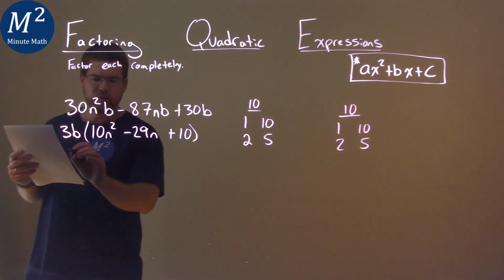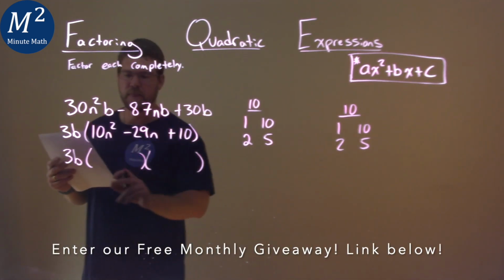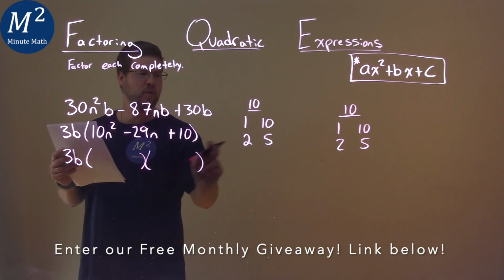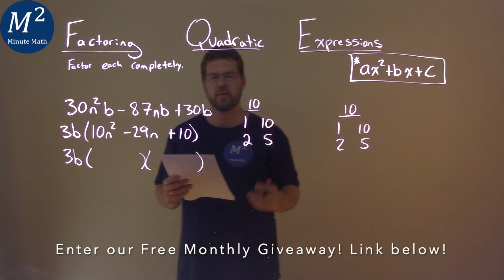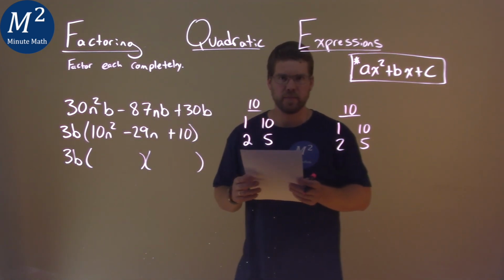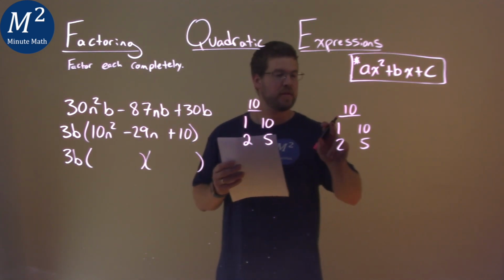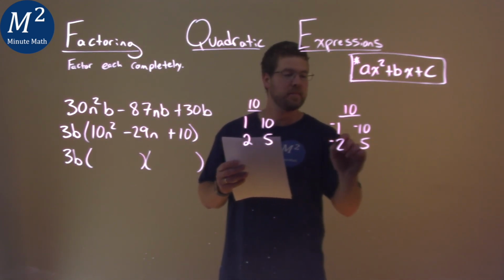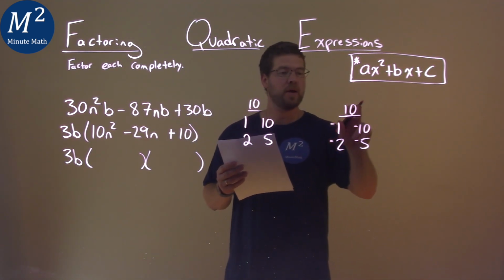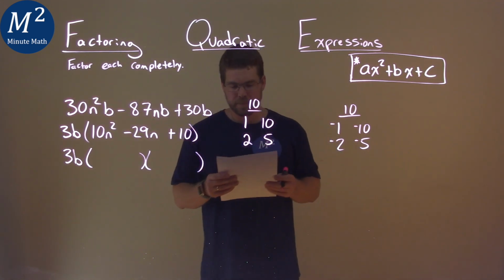So our setup is going to be 2 parentheses when we factor, and one of these will be the 1n and 10n, or 2n and 5n. And same with the other one. Now one thing you should see is that the b value is negative and our c value is positive. That means both of these must be negative, because that's the only way two negatives multiplied make a positive 10, but then they add to be a negative 29.